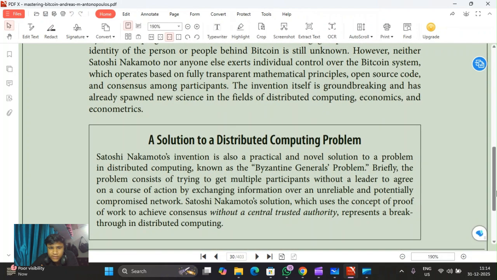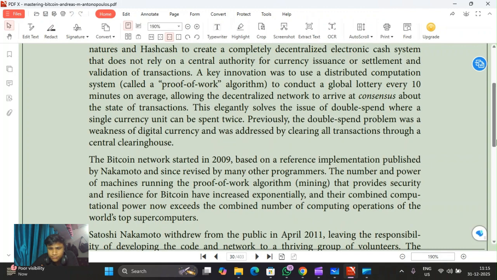Okay, so let's see the solution to this distributed computing problem. Satoshi Nakamoto also presented a practical and novel solution to the problem of distributed computing, known as the Byzantine Generals Problem, briefly.